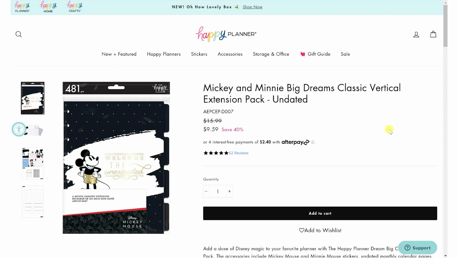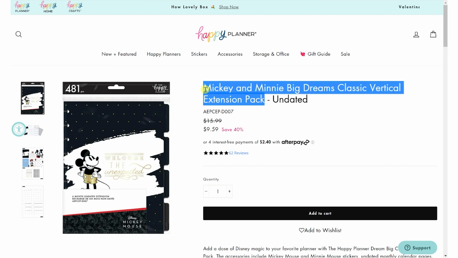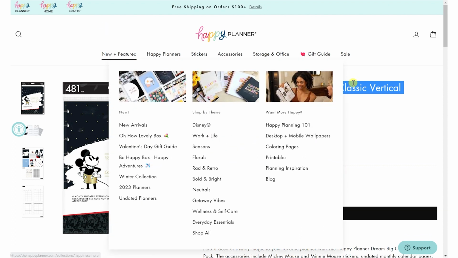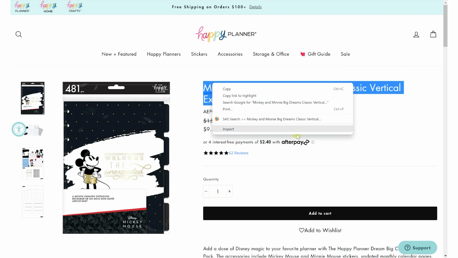Okay, so first things first, what I really want to do is get some of the text. I'm going to use that and search it within Amazon itself. So right now we've got this, let's copy that. And you can use the extension, you can see this, search it in SAS, but I'm just going to copy straight over to Amazon.